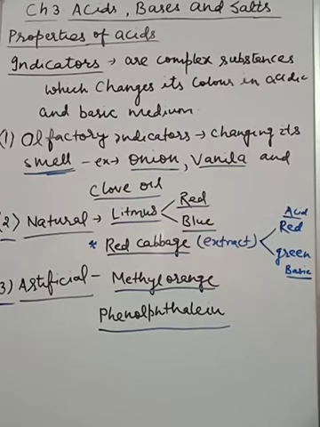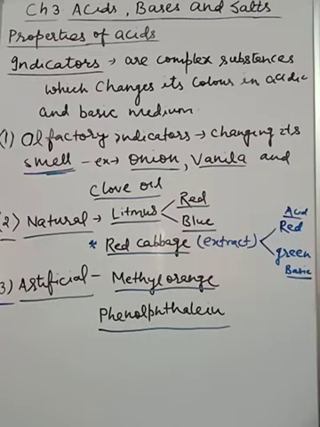Here, according to your syllabus, just an introduction of some indicators, like olfactory indicators. Olfactory indicators are associated with a change in smell, and in olfactory indicators we mainly use onion, vanilla and clove oils. When we take onion extract and use it with acid, there is no change in smell. But when we use this onion extract with any basic substance, like for example NaOH, then the smell of onion is not going to be detected.